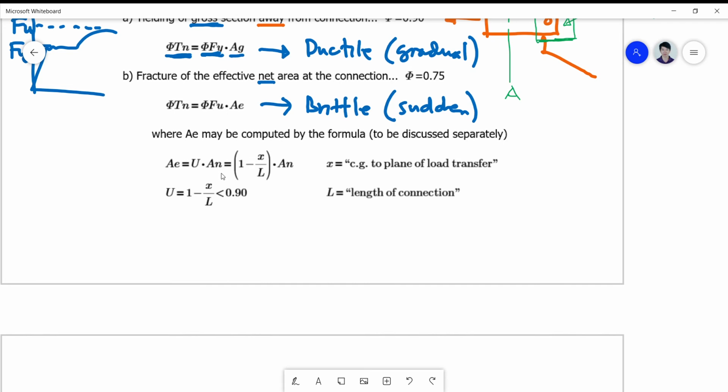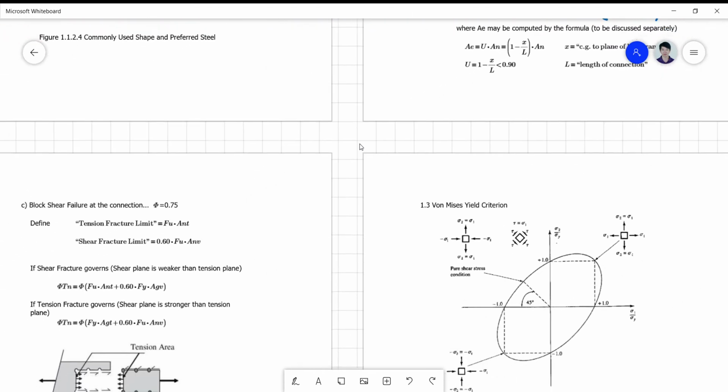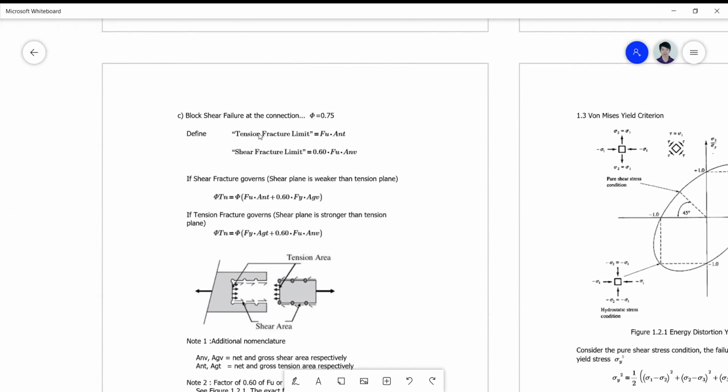But to give you the formula, the effective area is a function of the reduction factor, or the reduction in area, multiplied by the net section, or the net area, sorry. And U is equivalent to 1 minus x over L, less than 0.90. You just substitute there, you get this formula here, where x is the center of gravity to the plane of load transfer and L is the length of connection. So I'll be discussing this specifically on the sample problem.